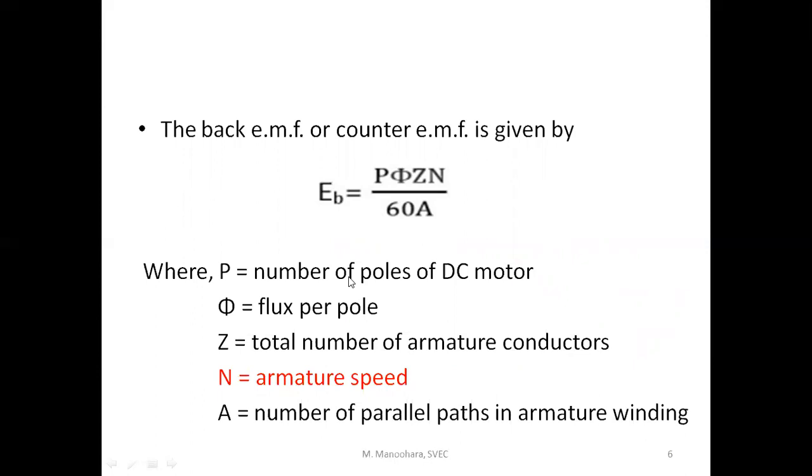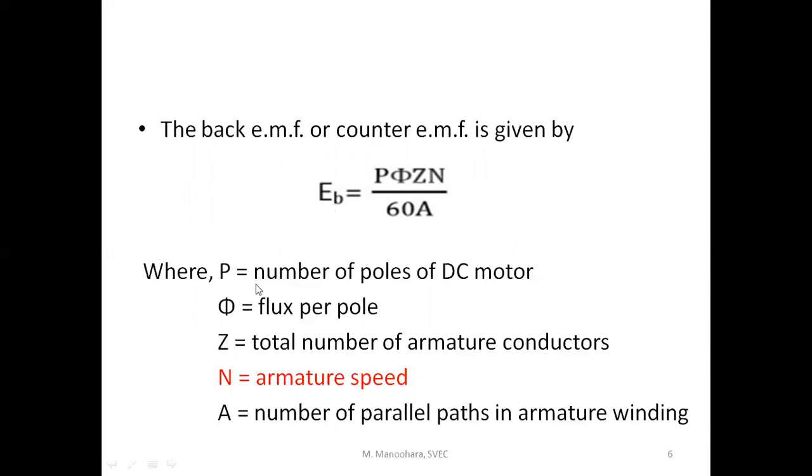The same equation we are using for generator EMF equation. In generator mode, induced EMF is equal to phi Z N divided by 60 into P by A. So the same equation is used here also, because in motor action also there is a generator action. That's why the same equation is used. But this induced voltage in motor armature always opposes the supply voltage. That's why it is called back EMF and it is denoted by EB.